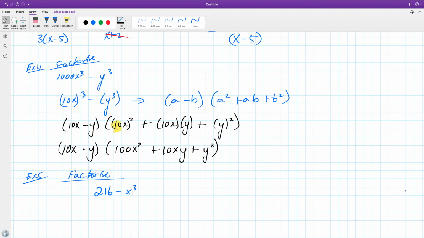We're looking for the cube root button, shift, and that button there. This is the cube root, if you don't know what the cube root of 216 is.